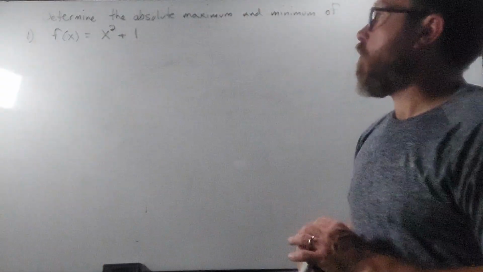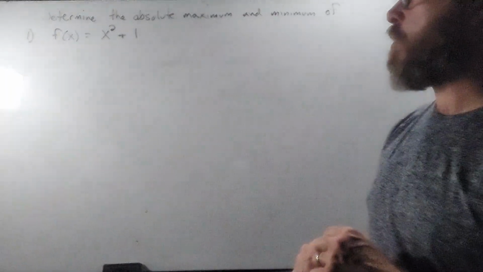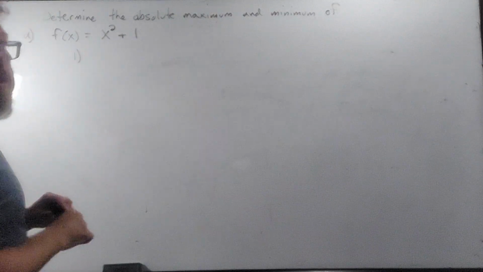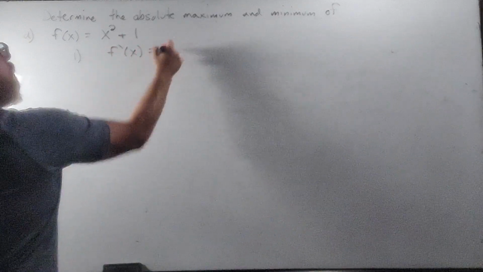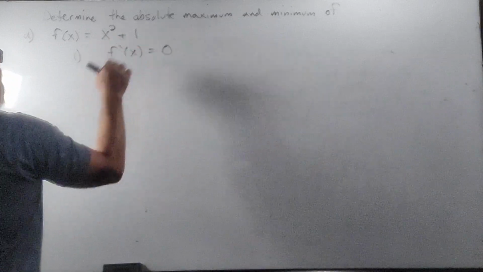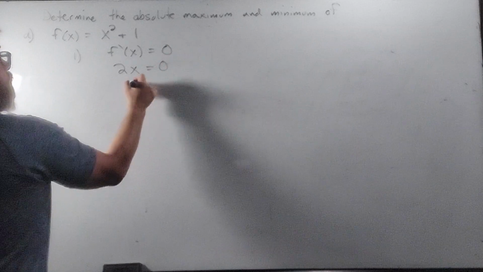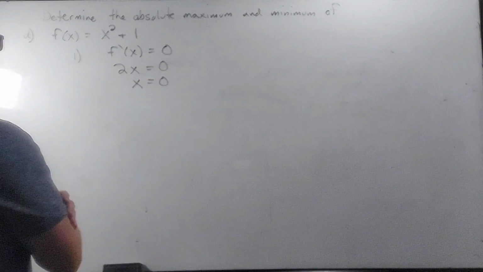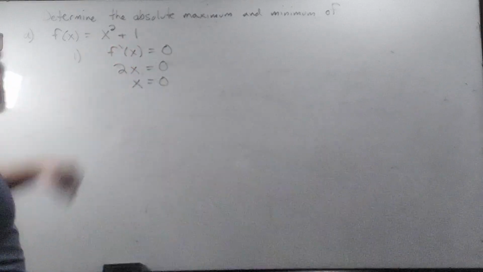All right, so we'll start real simple. Determine the absolute maximum and minimum of f of x is equal to x squared plus 1. I guess we'll call this A because we have steps 1, 2, and 3. Step 1, I want to find critical values. I know that happens when f prime of x is equal to 0 or it's undefined. So the derivative, f prime, is going to be 2x. I'm going to set that equal to 0, so I get x is equal to 0. And it's not undefined anywhere because its derivative happens to be a continuous function.